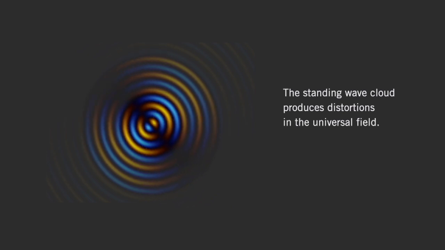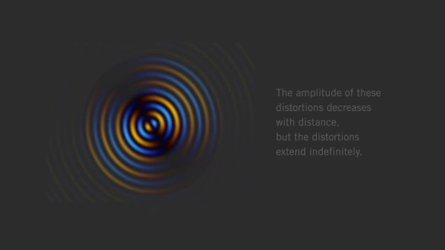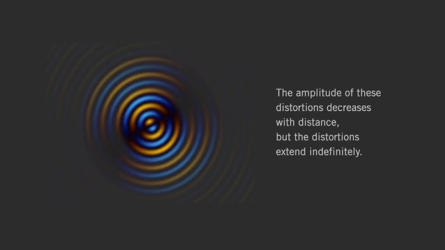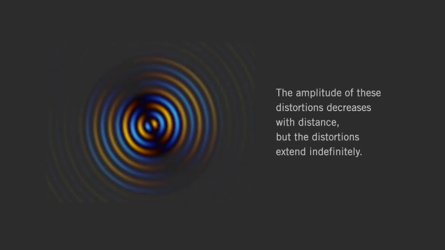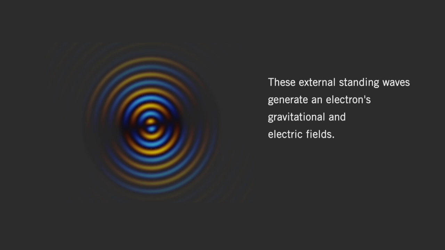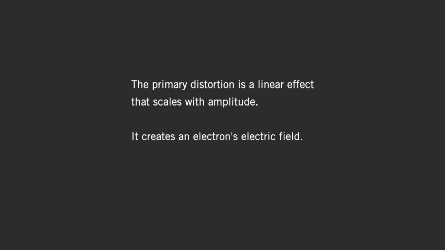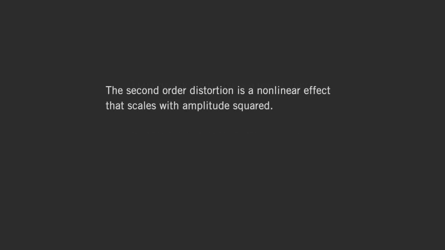The standing wave cloud produces distortions in the universal field. The amplitude of these distortions decreases with distance, but the distortions extend indefinitely. These external standing waves generate an electron's gravitational and electric fields. The primary distortion is a linear effect that scales with amplitude. It creates an electron's electric field. The second-order distortion is a nonlinear effect that scales with amplitude squared. This is what creates an electron's gravitational field.